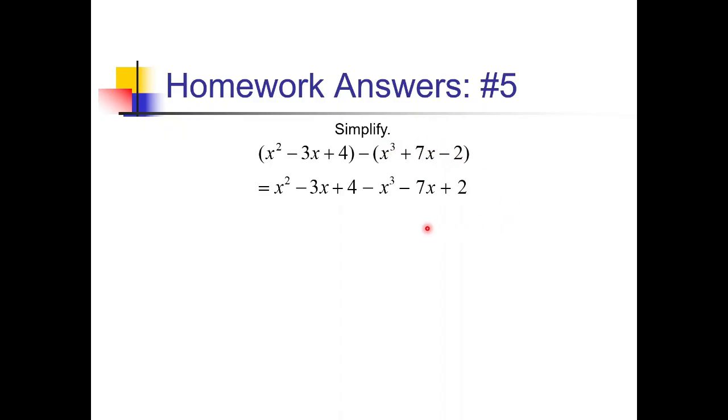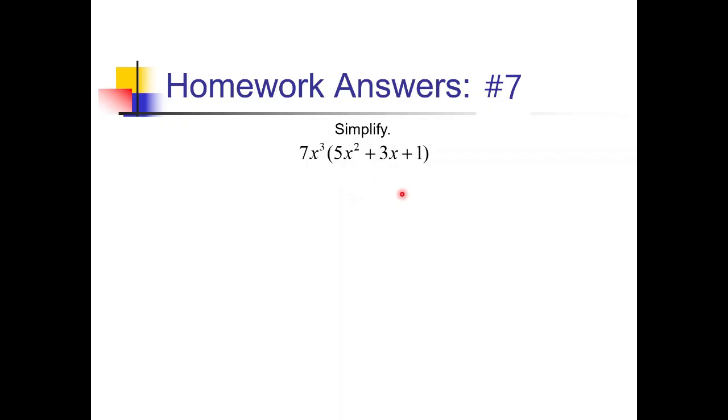Let's go and combine like terms now. The highest exponent is this negative x cubed, and there's no other x cubed, so we'll just rewrite that one on its own. How about x squareds? We have a single x squared here, no other x squareds, so that one just gets rewritten. Now for the x's, we have a negative 3x and a negative 7x. That'll add up to negative 10x, and then 4 and 2 adds up to 6.